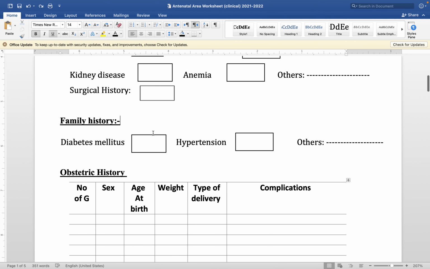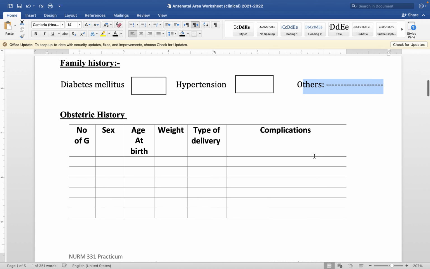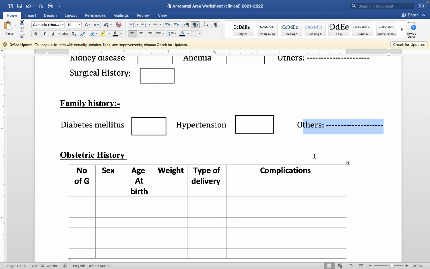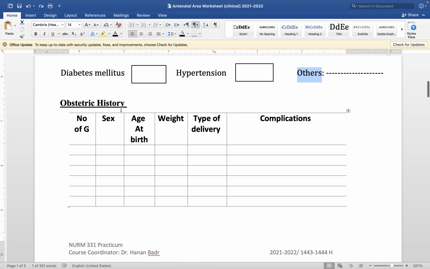Family history, either paternal or maternal history. We just listed diabetes mellitus and hypertension because they are the most common comorbidities in Saudi Arabia. However, there are other conditions like COPD, asthma, other GI conditions, and they might mention them. That's why we have the other option over here to write whatever paternal or maternal history they have, either from the mother's side or the father's side.